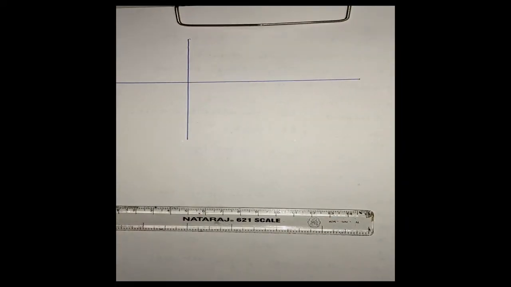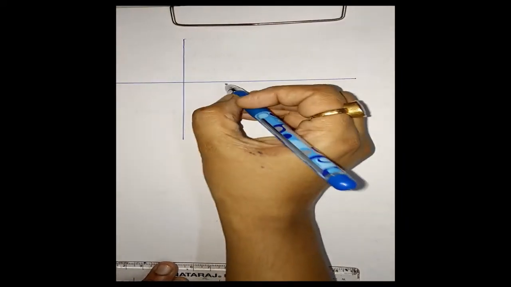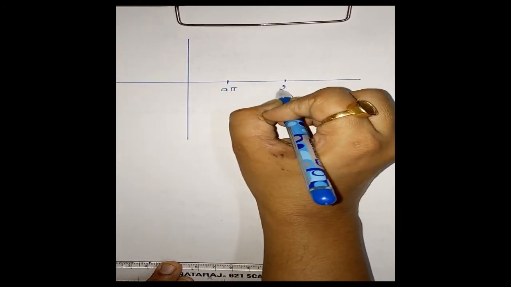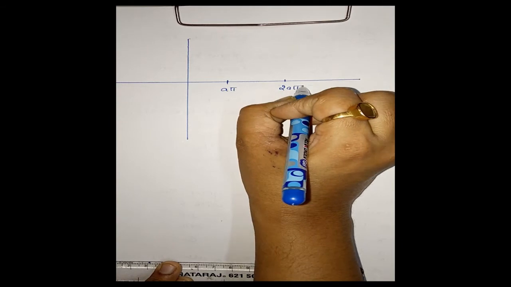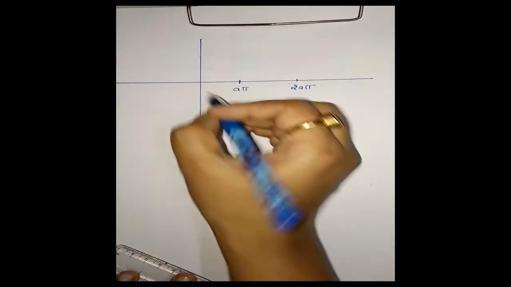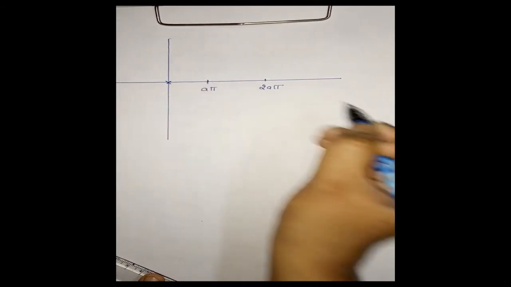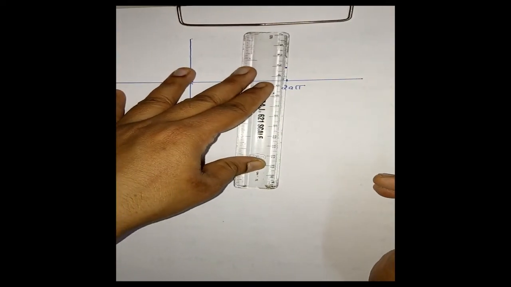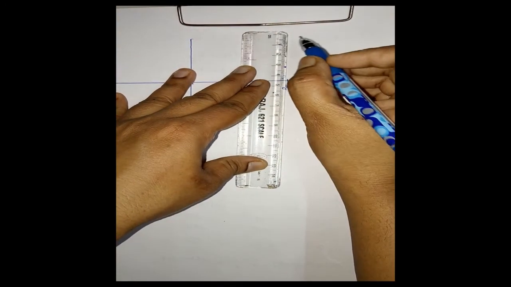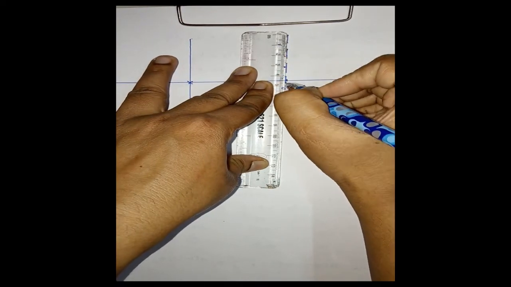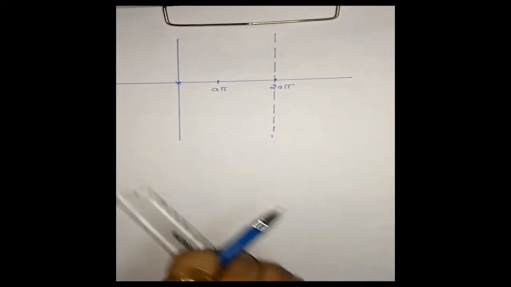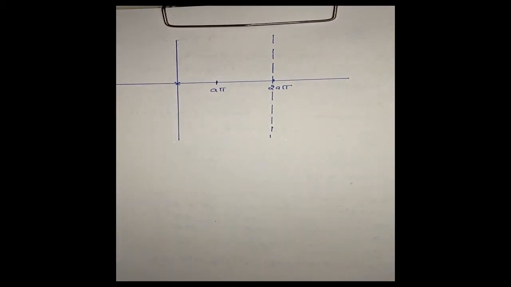Okay. Now let this be the point a pi, and let this be the point 2a pi. Now tangents at these 2 points 0 and 2 pi are parallel to y-axis. Let us draw this line parallel to y-axis at the point 2 pi.